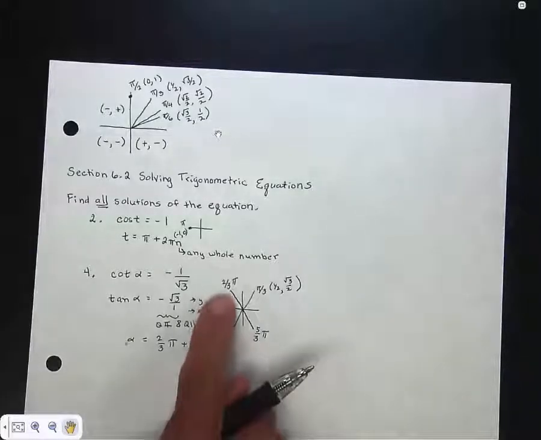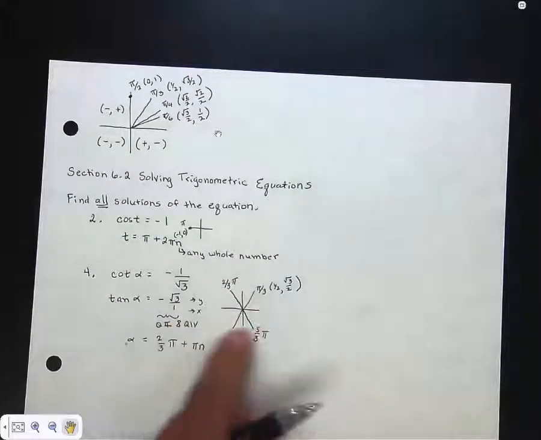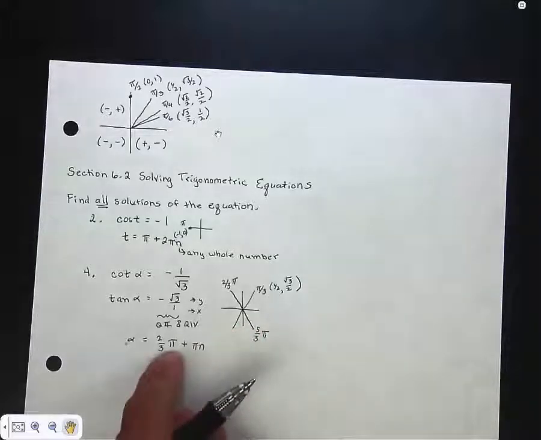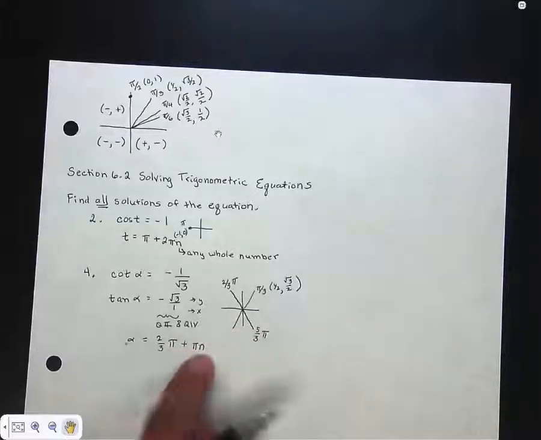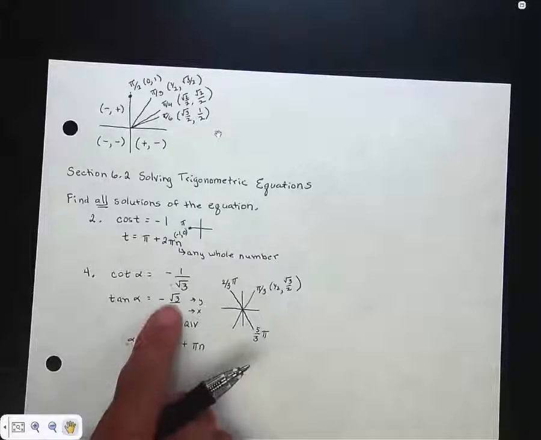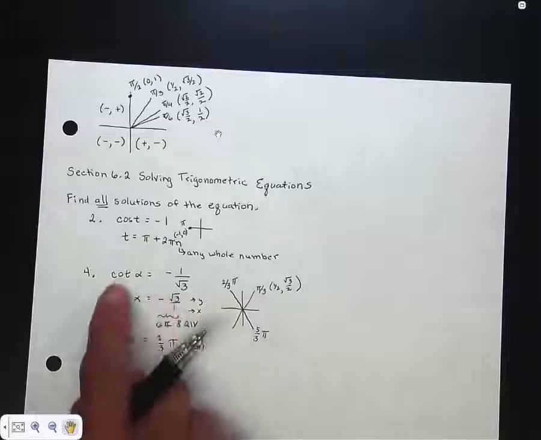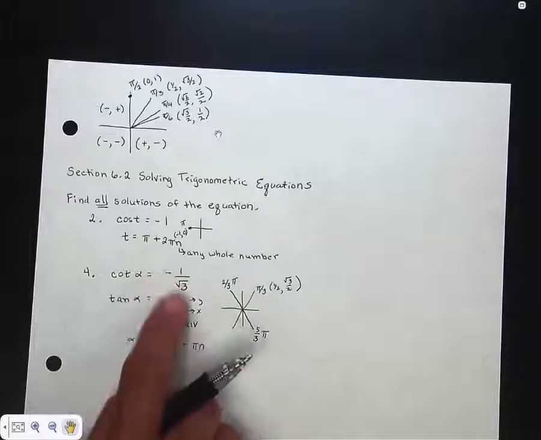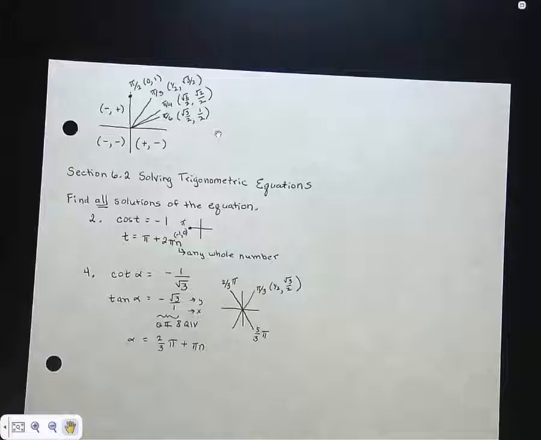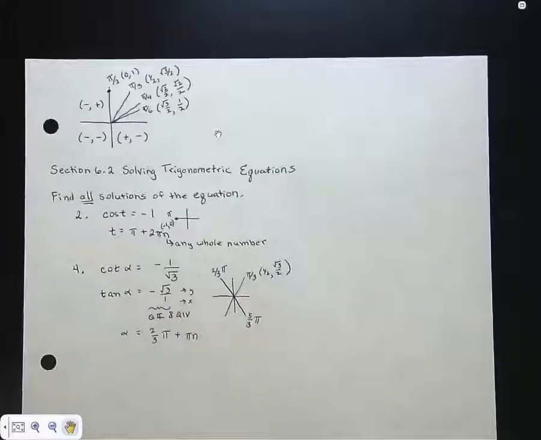So 2/3 pi plus 180 degrees, or 2/3 pi plus all the multiples of 180 degrees, all the multiples of pi radians, will give me all of the angles whose tangent is negative square root of 3. That's all of the angles whose cotangent is negative 1 over square root of 3. And that's what we were looking for.